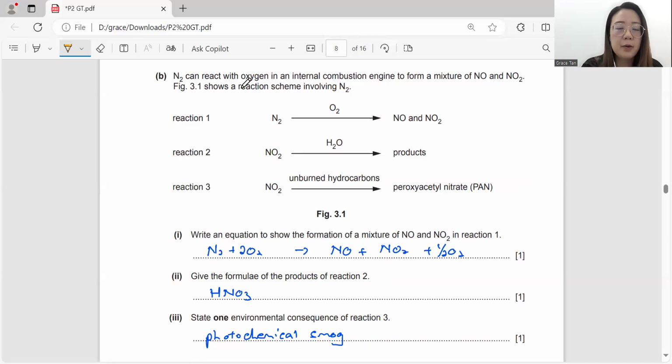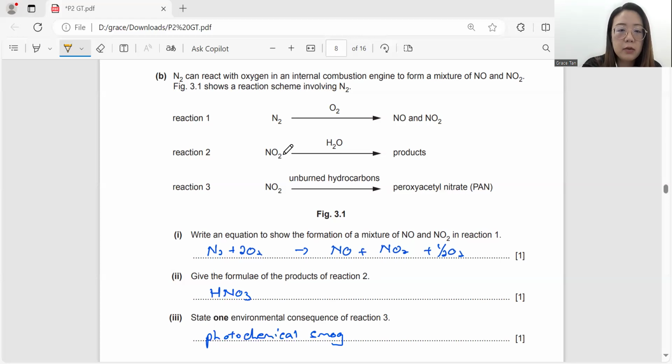B, nitrogen can react with oxygen in an internal combustion engine to form a mixture of NO and NO2. Figure 3.1 shows a reaction scheme involving N2. Okay, so now write an equation to show the formation of a mixture of NO and NO2 in reaction 1. So nitrogen and oxygen to form NO and NO2, right? The balanced equation is this.